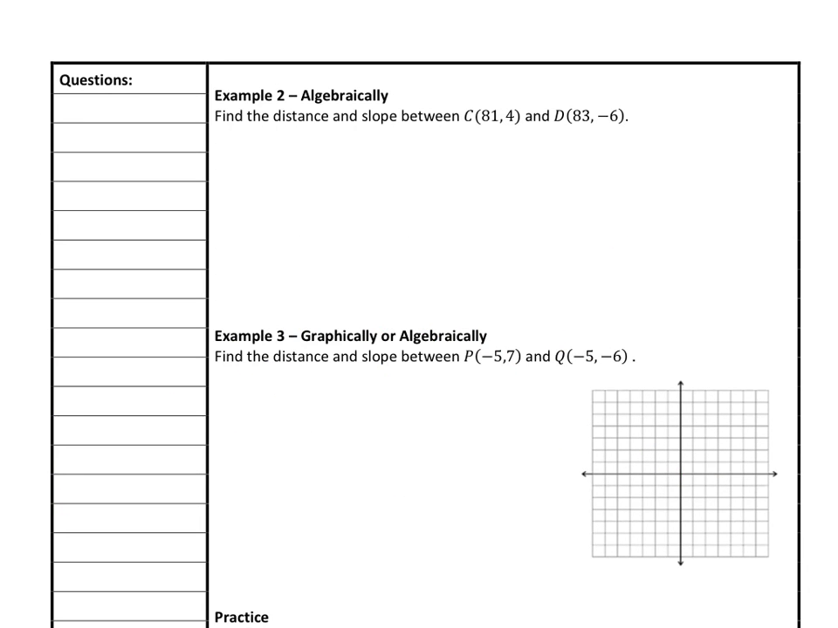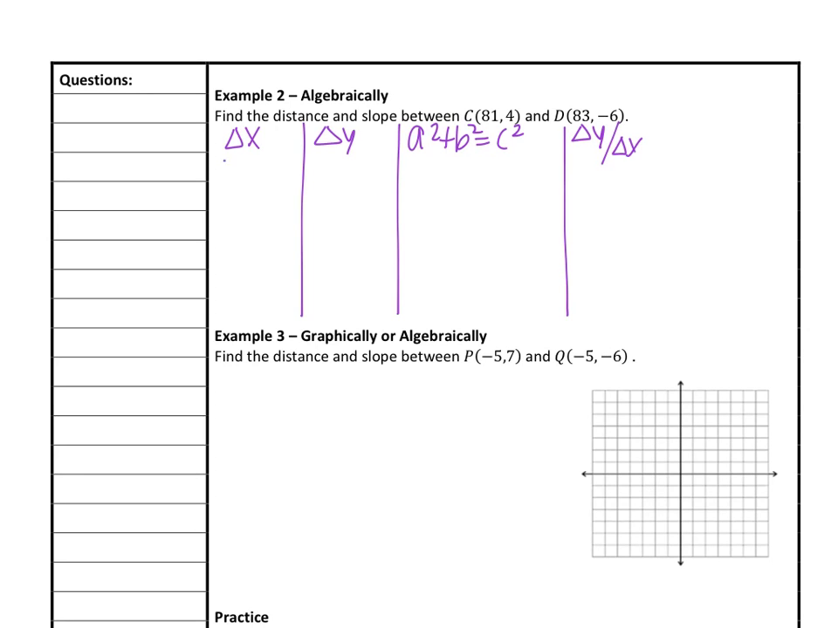Here we have to find the distance and slope between C and D. We're still going to make the same exact table: change x, change y, Pythagorean Theorem, and change y to the sky over change x. Leave yourself a little bit more space in between.